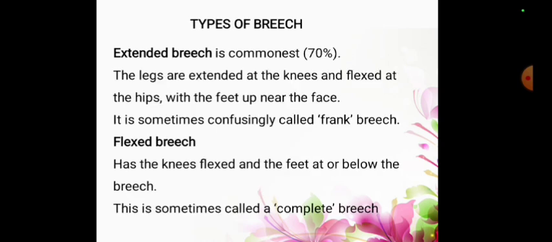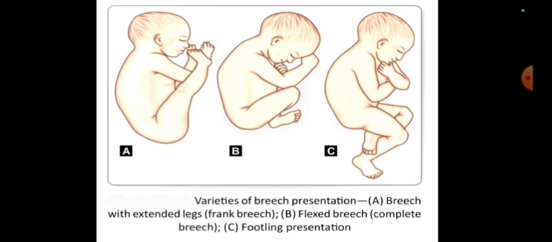There are 3 types of breech. Extended breech, or Frank breech, is the commonest type. The legs are extended at the knee and flexed at the hips, with the feet near the face. Image A represents the Frank breech.